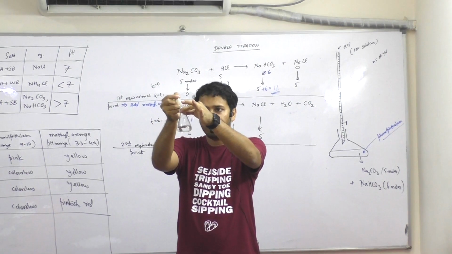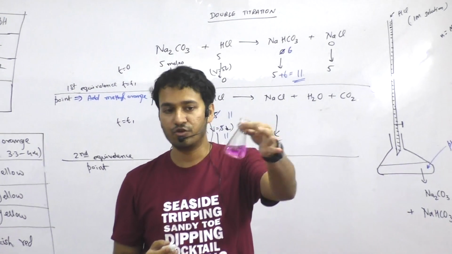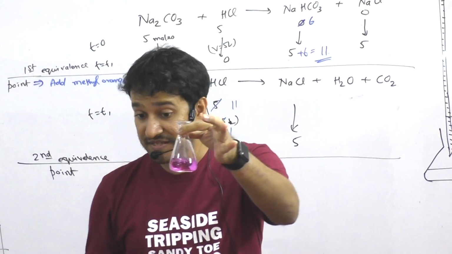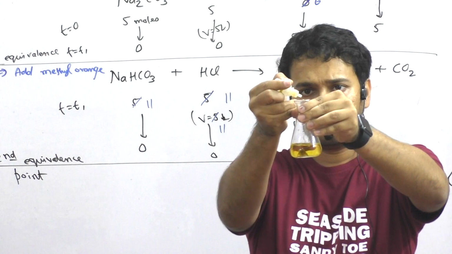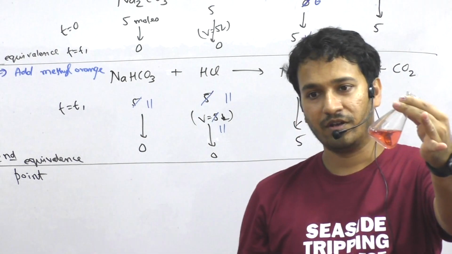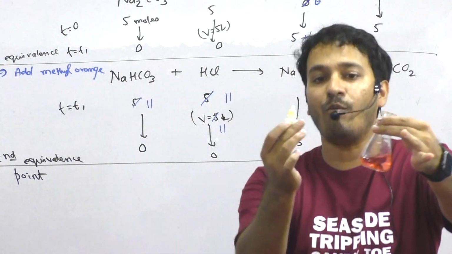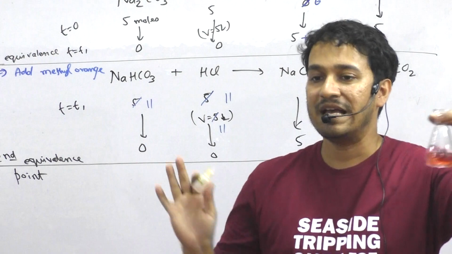If I add a drop of phenolphthalein, right, the solution is pink, which means it is basic. Two more drops should do it. Right. All the bicarbonate has been consumed, and the next drop of HCl has made the solution what? Acidic.